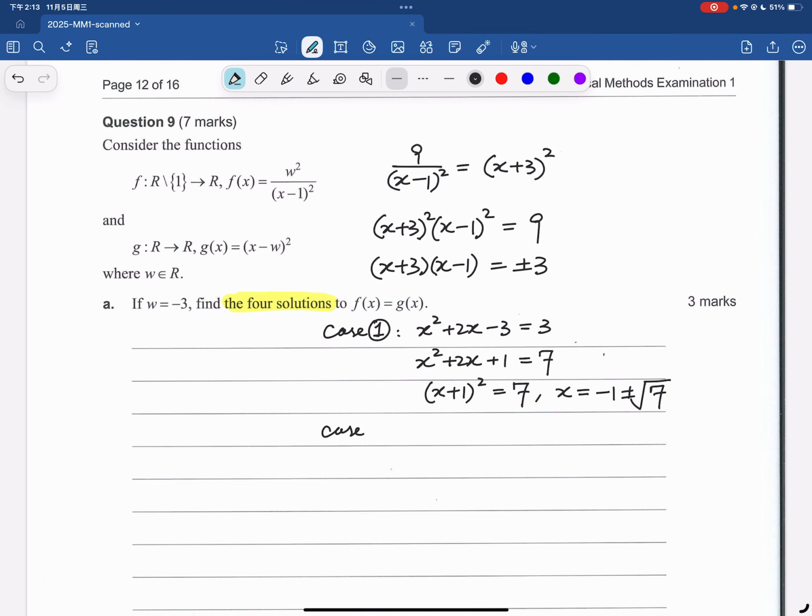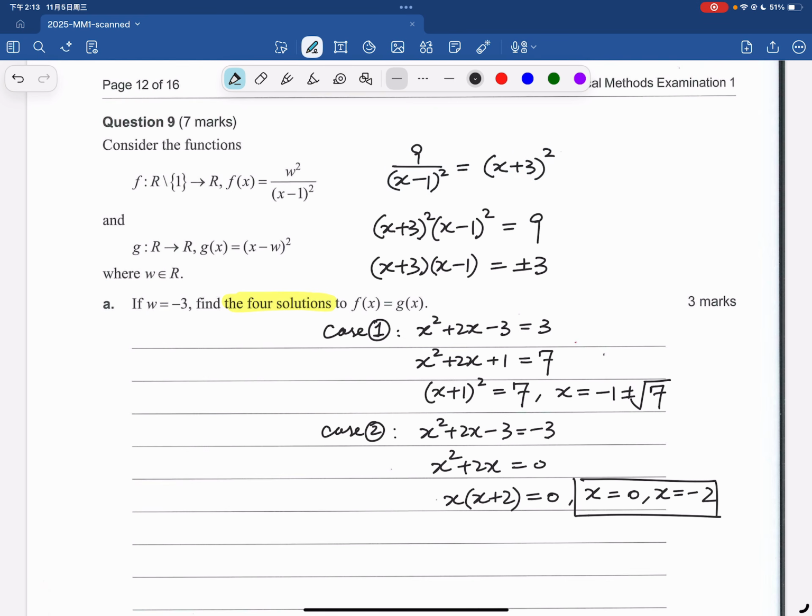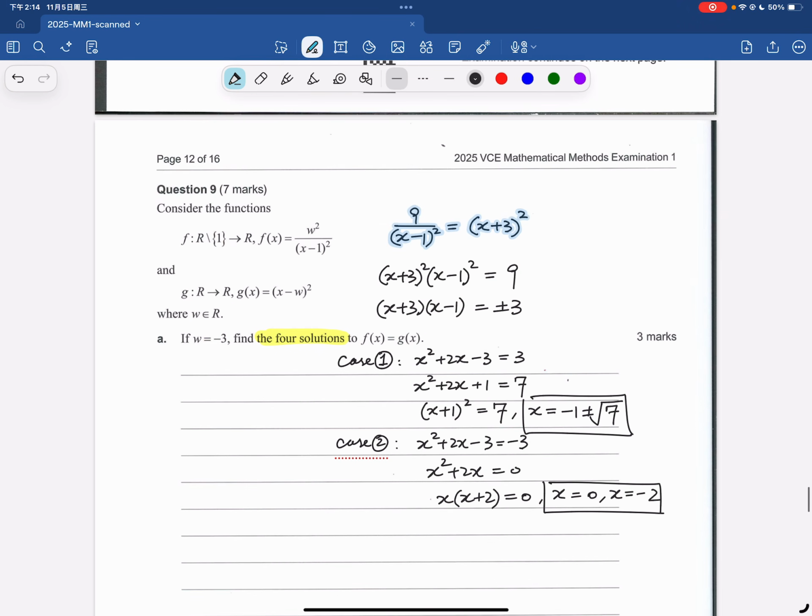Case 2, you get x squared plus 2x minus 3 equals to negative 3. So you get x squared plus 2x equals to 0. Therefore, x plus 2 equals to 0, x equals to 0, x equals to minus 2. So altogether, you have 4 solutions. All right, this one is a fairly straightforward biquadratic equation.